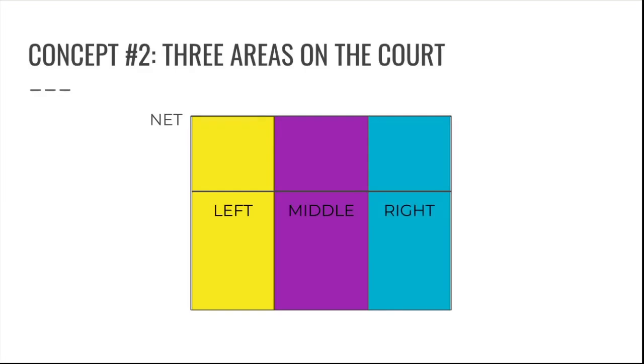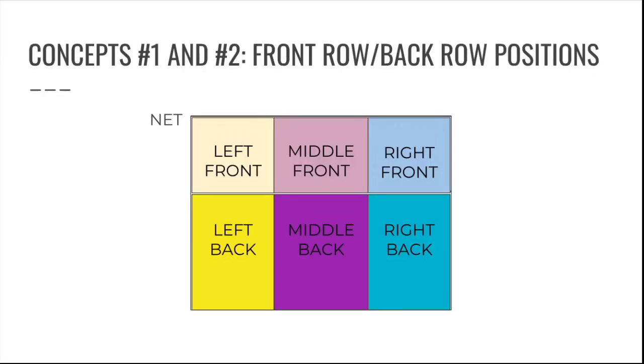Combining concepts number 1 and number 2, we can see the different positions on a volleyball court. We've got left front, middle front, and right front, and then we've got left back, middle back, and right back. These are all the names of positions that players will play. This is not the confusing part. The confusing part is when we try to make a lineup.